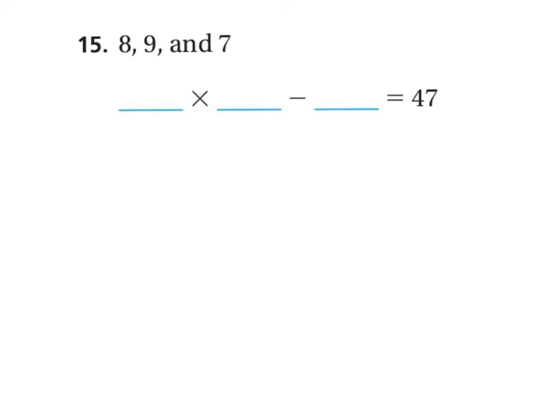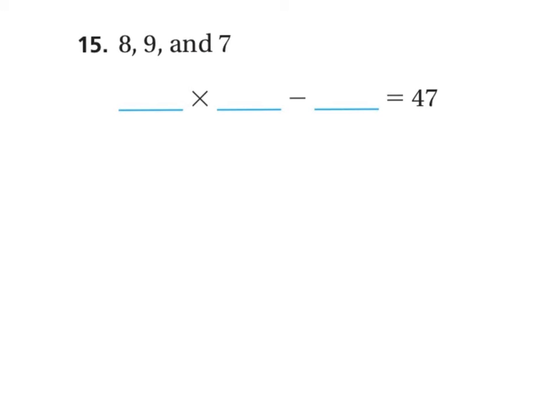Looking at number 15, I have multiplication and I have subtraction. According to my order of operations, I'm going to multiply first. Now I see this one's going to be a little bit trickier because I'm subtracting, so I'm going to have a larger number, should be larger than 47, and then I'm going to subtract from it. So it's okay if I multiply two numbers together and it's over 47.